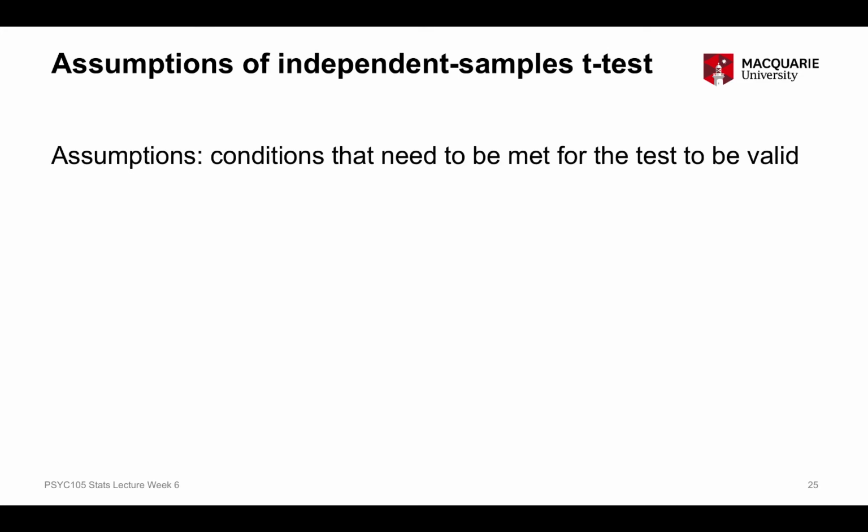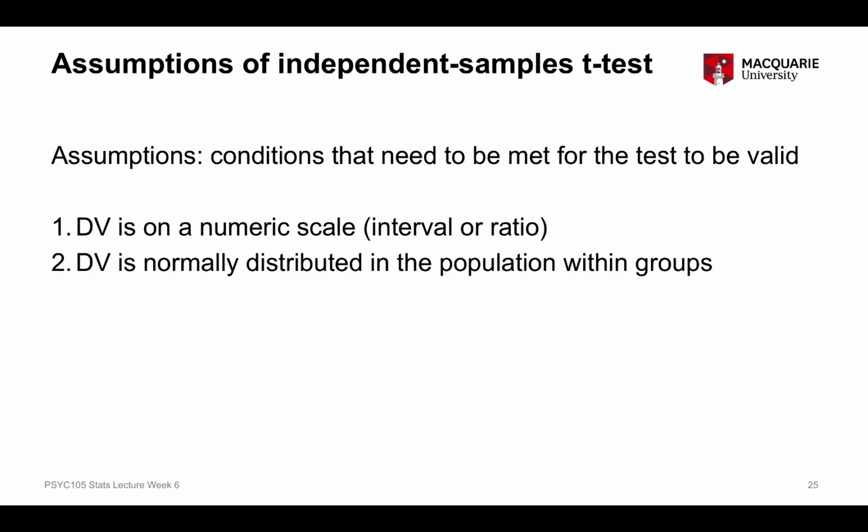As I said before, there are always assumptions that go along with every test. Assumptions are certain conditions, certain criteria that need to be met in order for the test to be an appropriate test to run in this particular context. We've got four assumptions for an independent samples t-test. The first one is that, because we've got two variables for a t-test, an independent variable and a dependent variable, the dependent variable, which is our outcome variable, has to be on some kind of numeric scale.